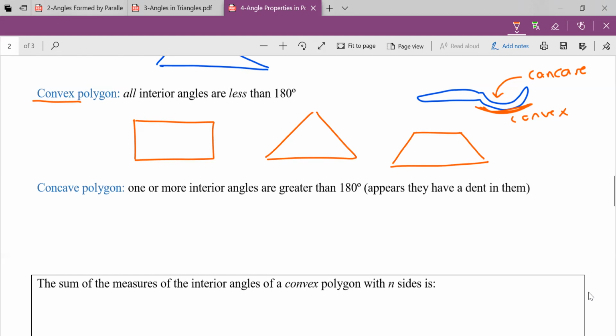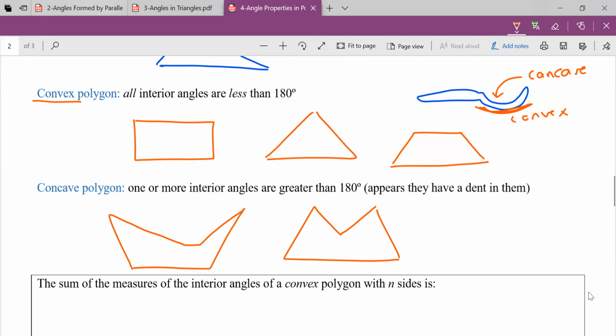Concave then, I'm going to think of as catching my milk. So it means there's got to be some kind of crazy shape where I can catch my milk. The milk would land in there. So that's concave. You can draw these things any way you want to draw them. They're crazy looking shapes. And what I know for sure is that one of the angles somewhere has to be greater than 180. But how I think of it is, it appears there's a dent in them. It means I can catch my milk.